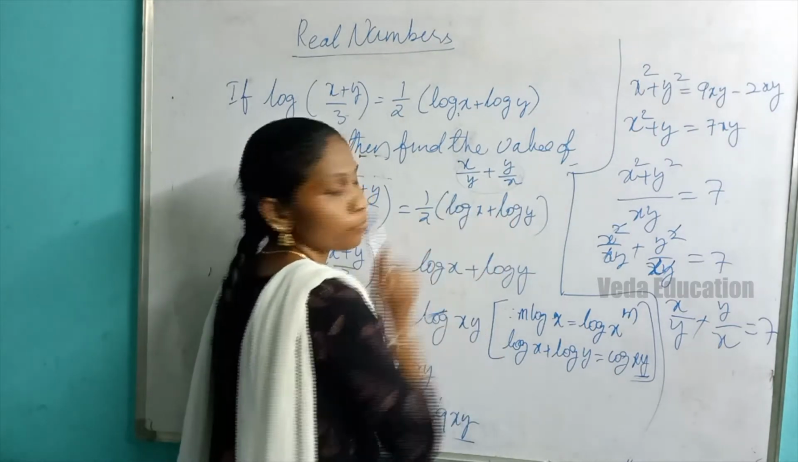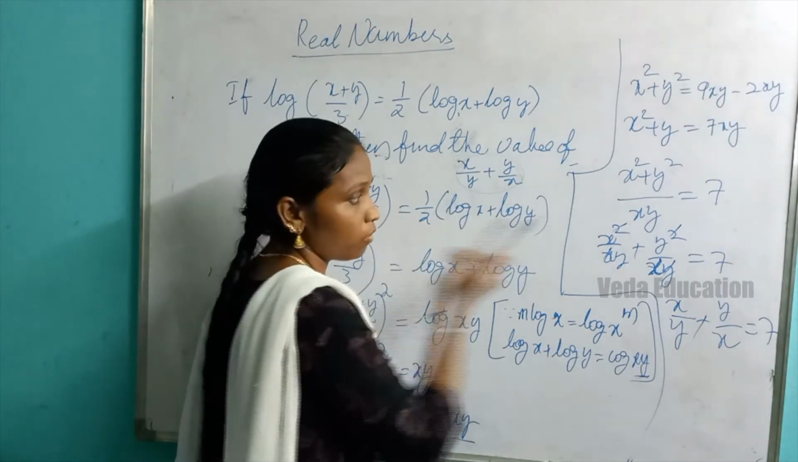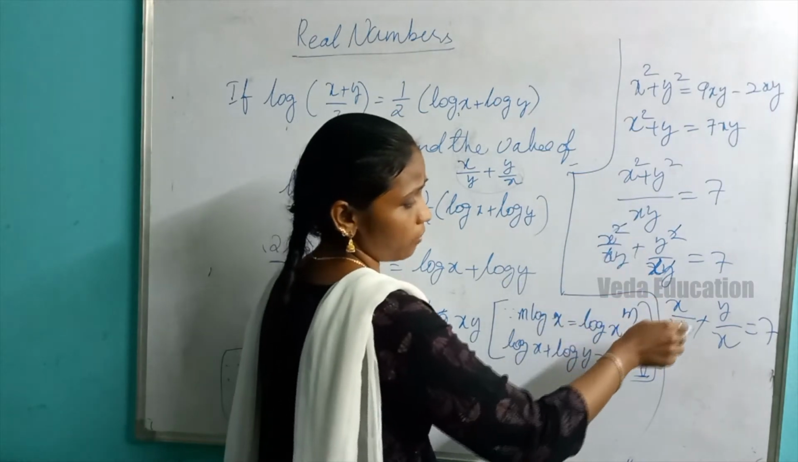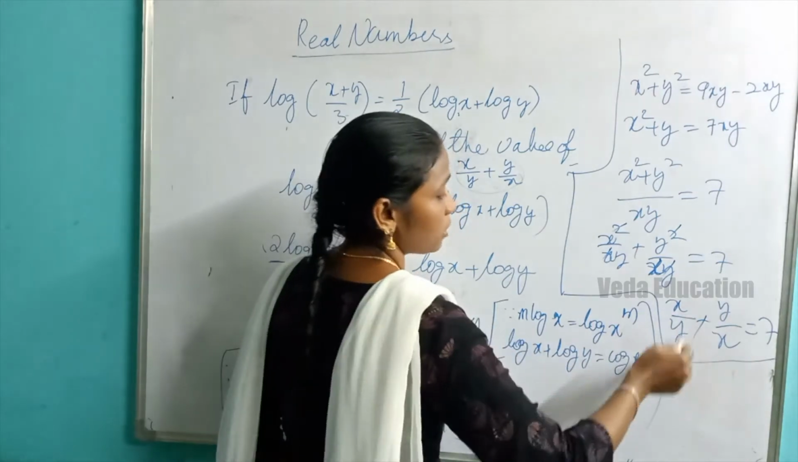So we are going to write it in this form. Now split the denominator into two numerators. What is left is x by y plus y by x equal to 7. So the value of this is 7.